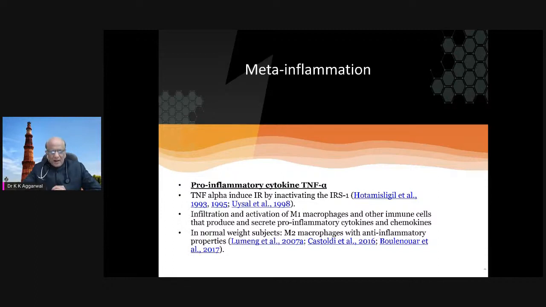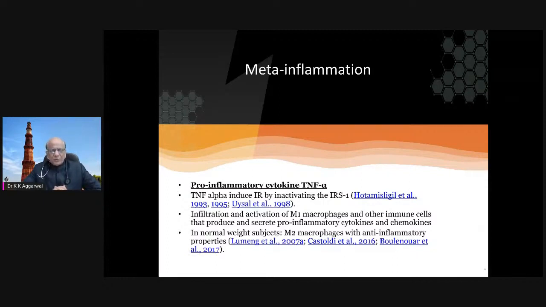Now remember that in normal circumstances, you have M2 macrophages. M1 and M2. M2 macrophages produce IL-10 and have anti-inflammatory properties. But these M2 macrophages convert into M1 macrophages when they find a dying or dead cell is there. Because it is M1 macrophages which can take care of and dispose the dead adipocyte. So remember now two things, M1 macrophage and TNF alpha.